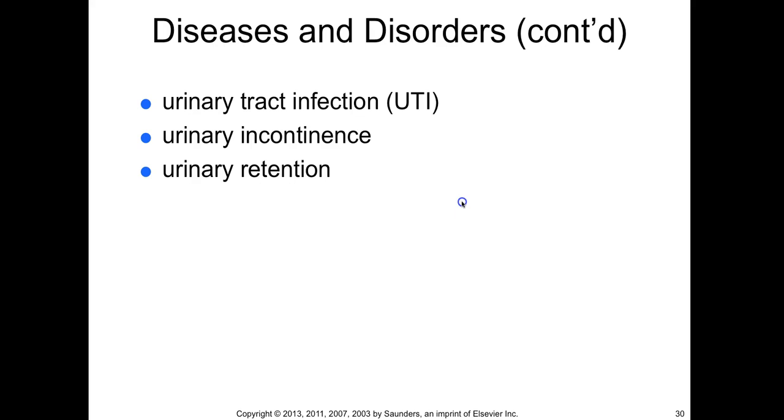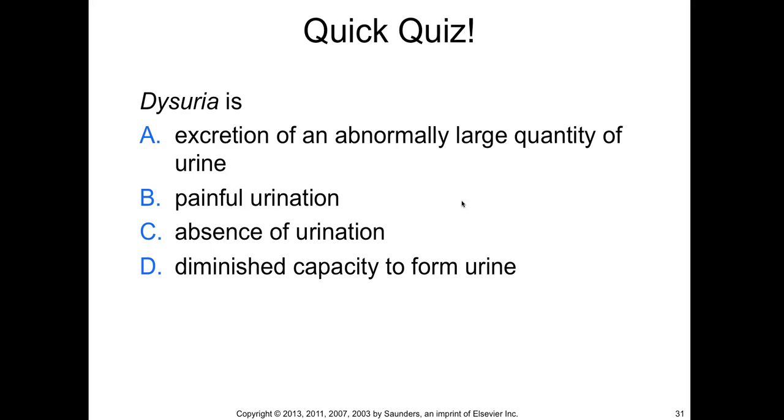Quick quiz, dysuria is A, excretion of an abnormally large quantity of urine, B, painful urination, C, absence of urination, or D, diminished capacity to form urine. And the answer is B, dysuria is painful urination.